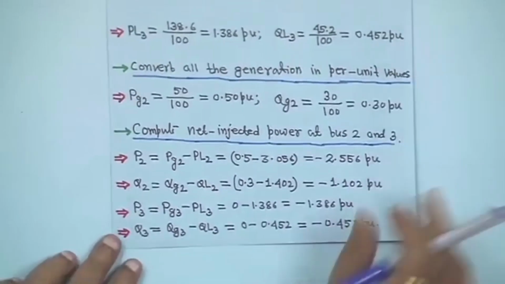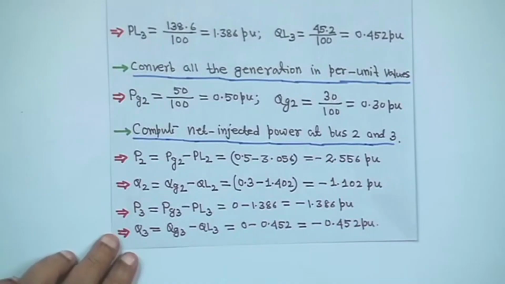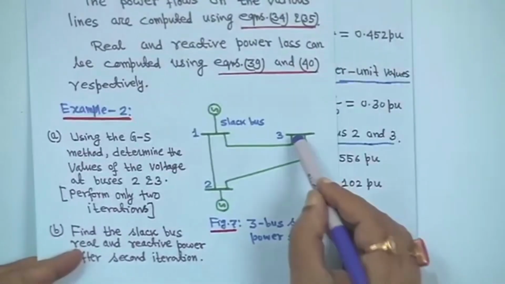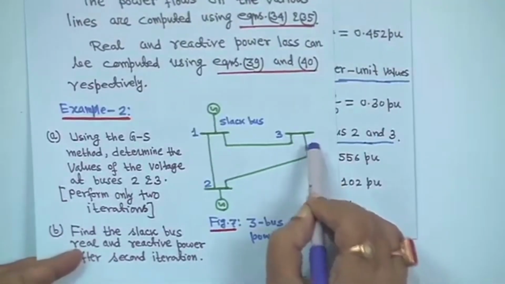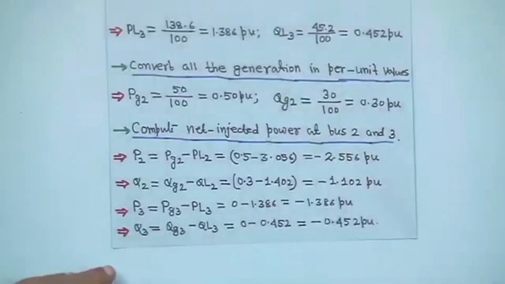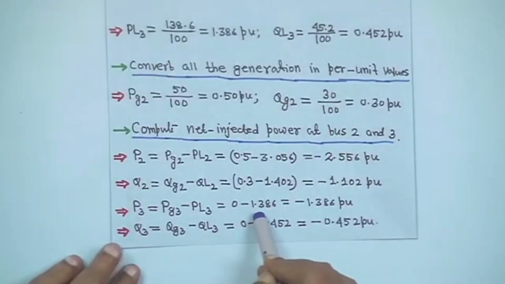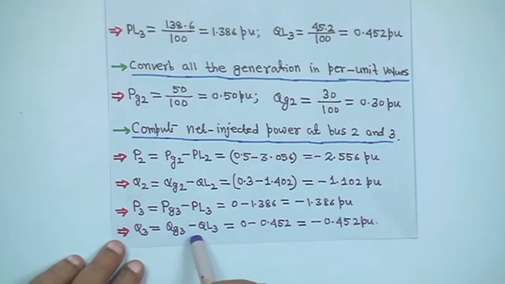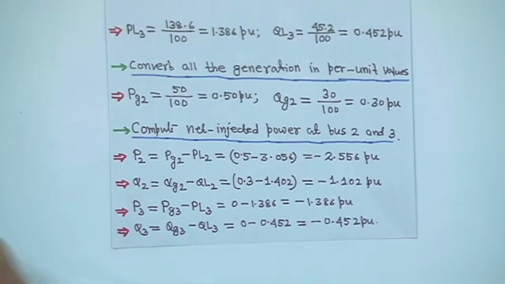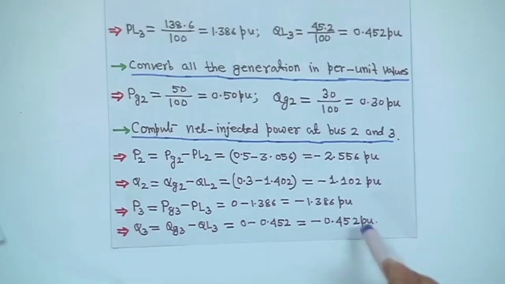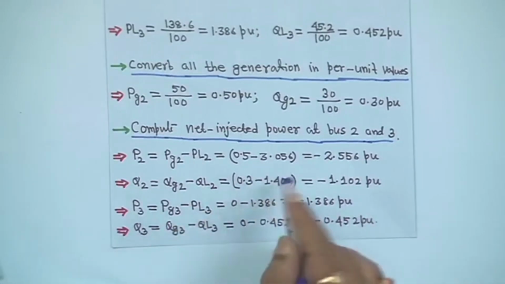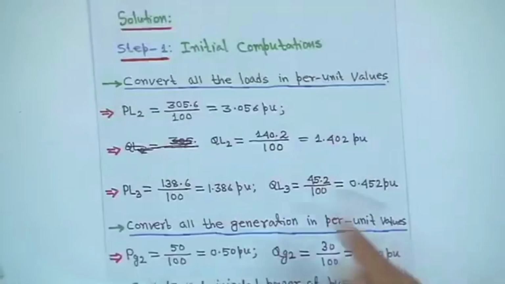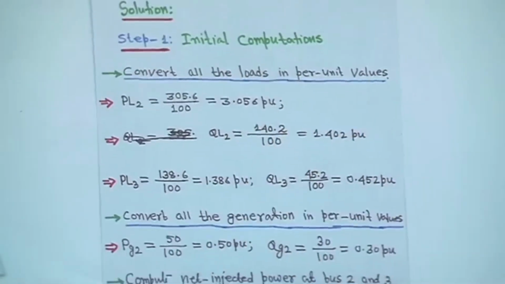And P3 is equal to Pg3 minus PL3, but at bus 3 there is no generation, that means Pg3 and Qg3 are 0. Therefore, it is 0 minus 1.386, so minus 1.386 per unit, and Q3 is equal to Qg3 minus QL3, so 0 minus 0.452, that is minus 0.452 per unit. This way you convert. This is the first step. These are all initial computations.